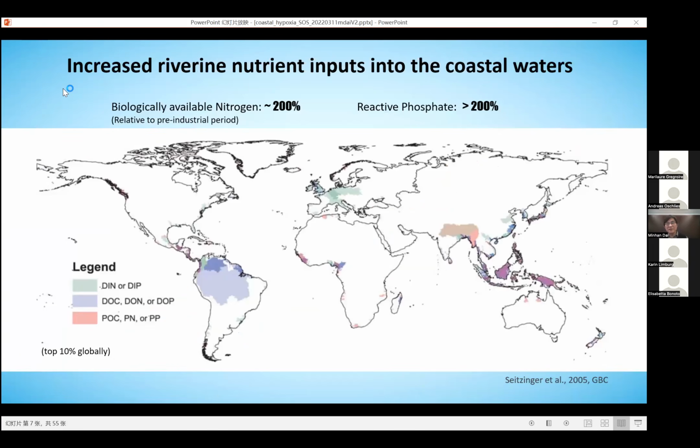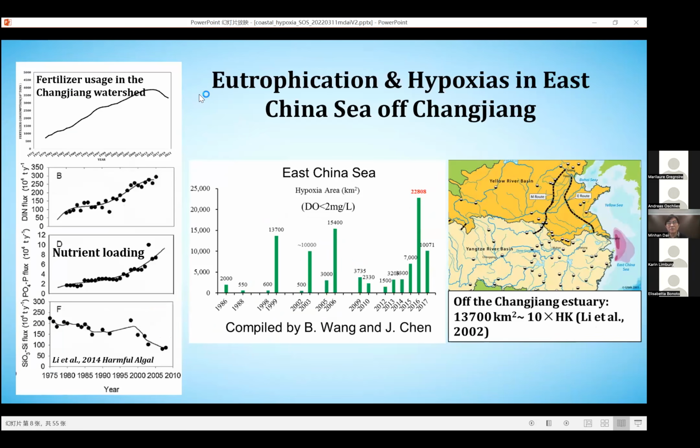And with this fertilizer usage enhancement, you see the increased river nutrient input into coastal water, for example, biologically available nitrogen and phosphorus. This is pretty much well known. So with fertilizer consumption, you see the nutrient loading and the export to coastal water, and you see hypoxia very frequently.